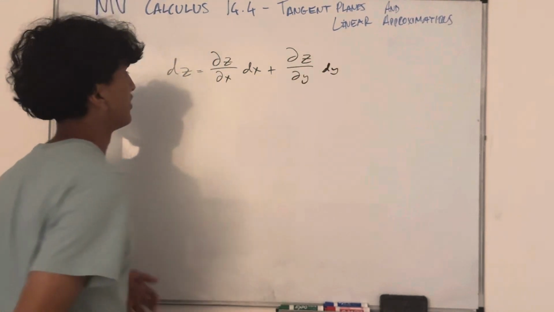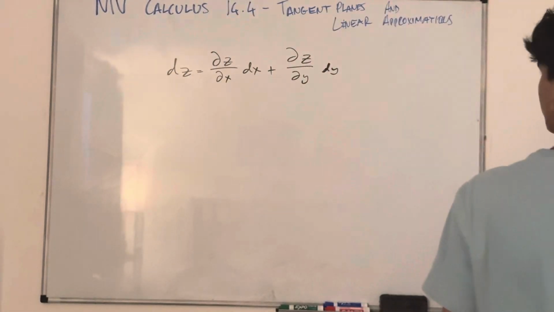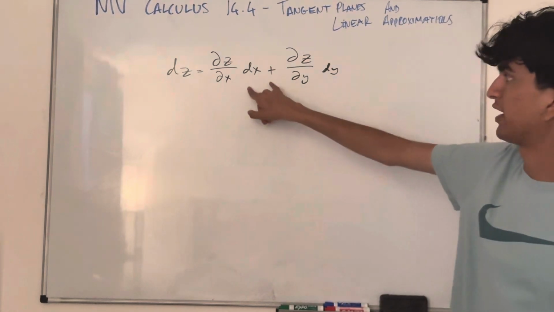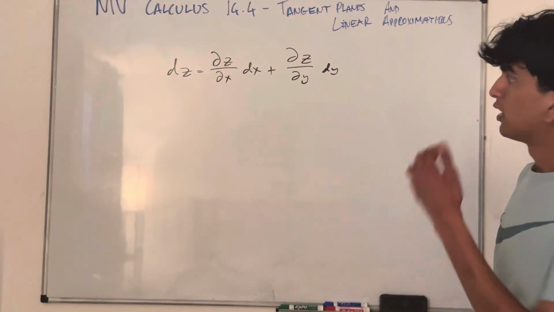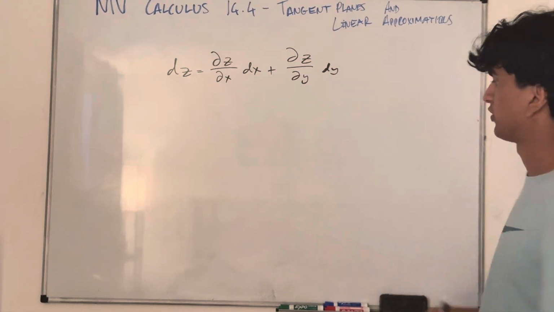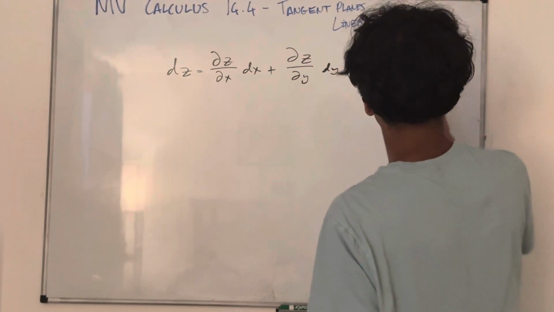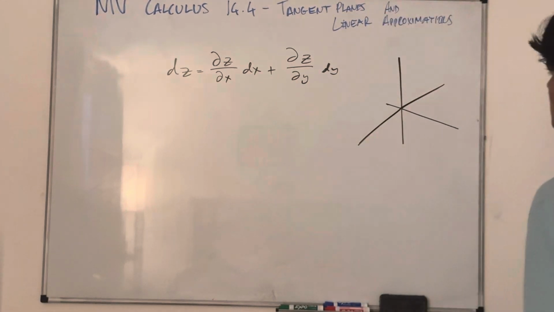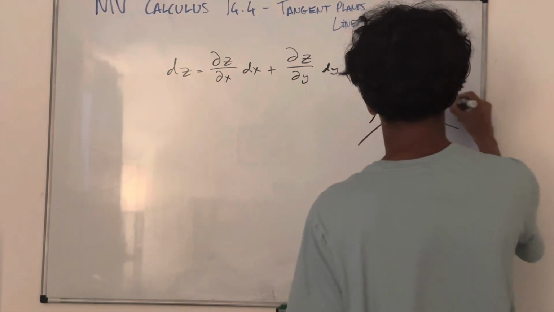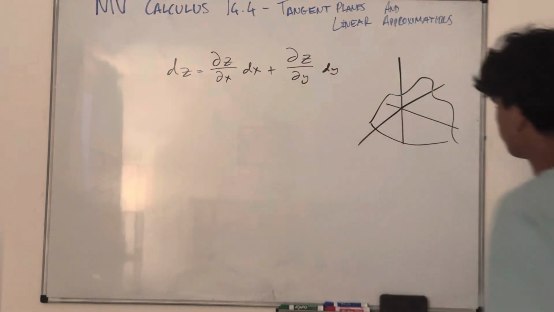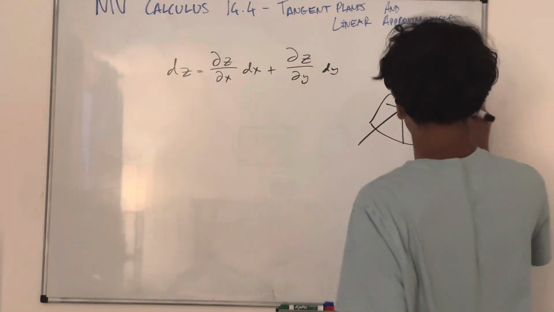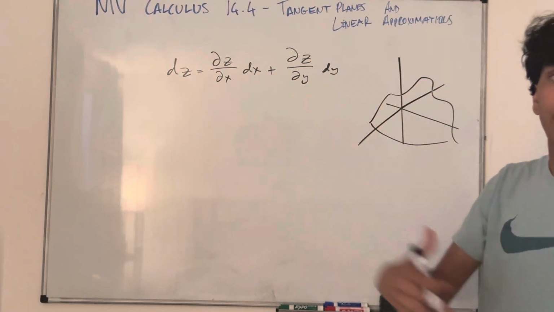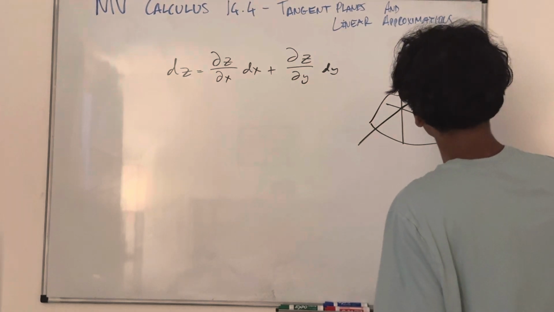And the way I like to think about what this equation tells us is, what is my change in z for a given change in x and change in y? If you think about just any surface, my z value can change in two ways. I can travel in the x direction, travel in the y direction, or both.